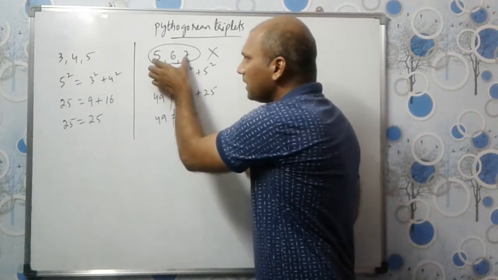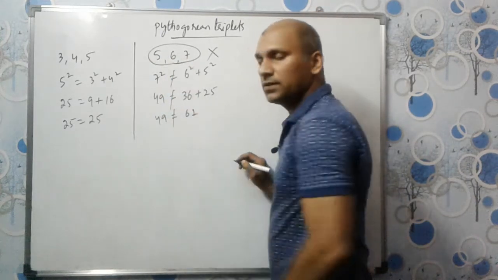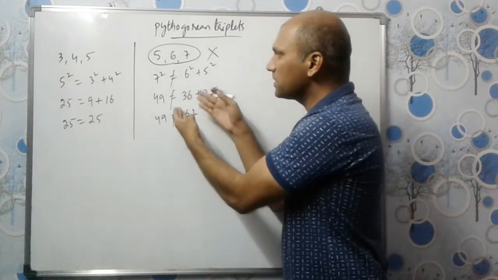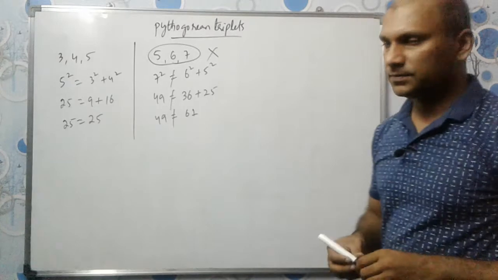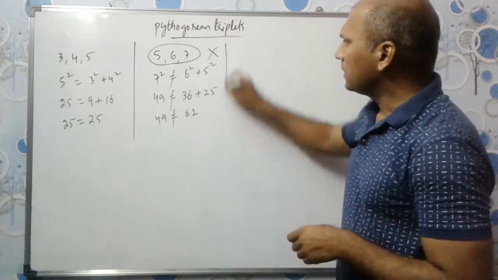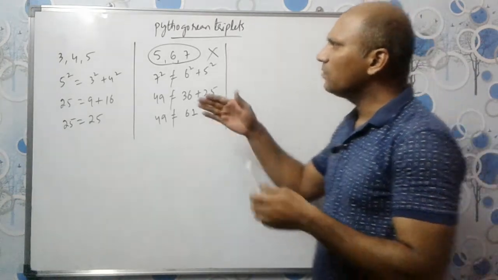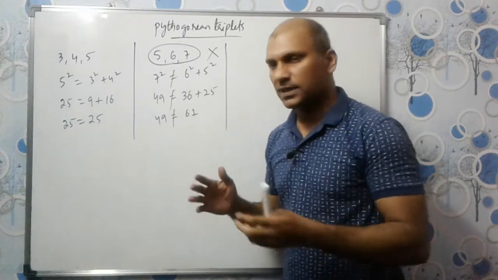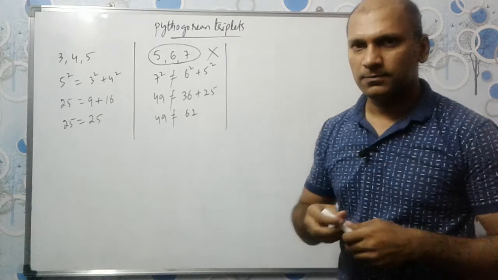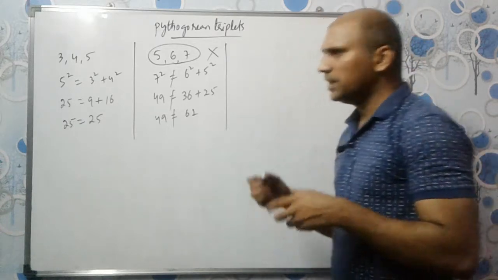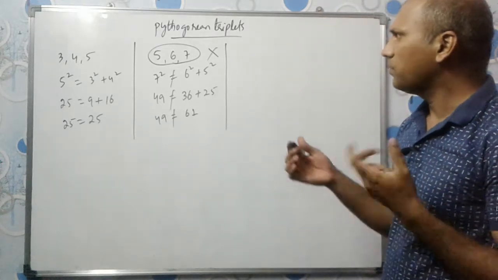Can we form a right angle triangle using this 5, 6, 7? No, because Pythagoras theorem is not satisfied. So these 5, 6, 7 sides will not form a right angle triangle. Okay, so we learned that we cannot randomly write 3 numbers and say that these 3 numbers will be Pythagorean triplets. So there is a certain formula or a pattern.